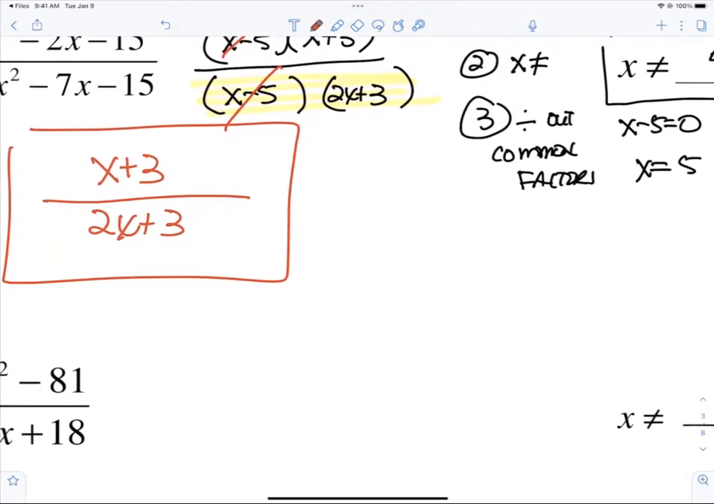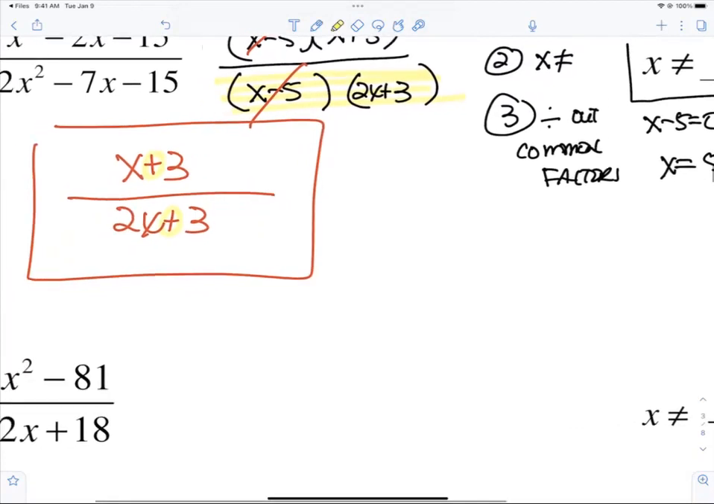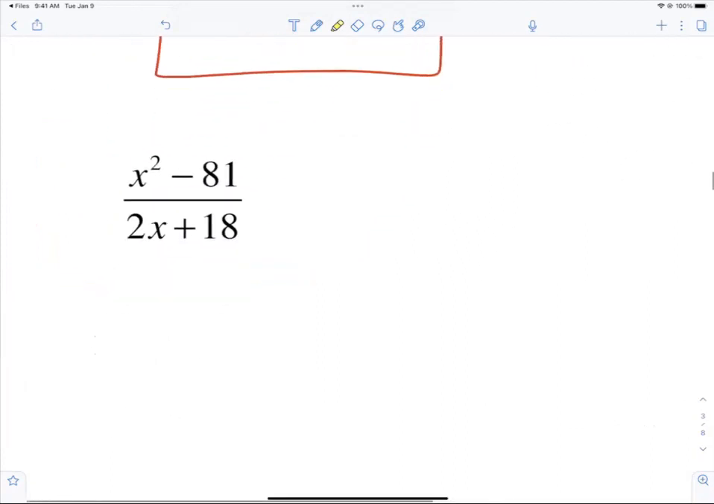Notice that both members in the numerator and denominator are connected by addition, so there's no more simplifying for that problem. The 3's and the x's stay because they're connected to each term by addition, and I can't divide those out. Okay, moving to the next.